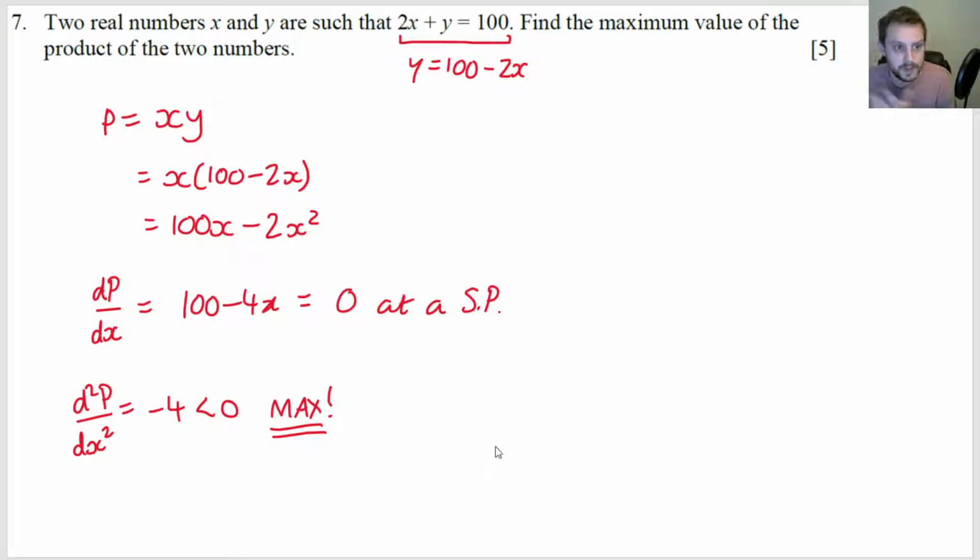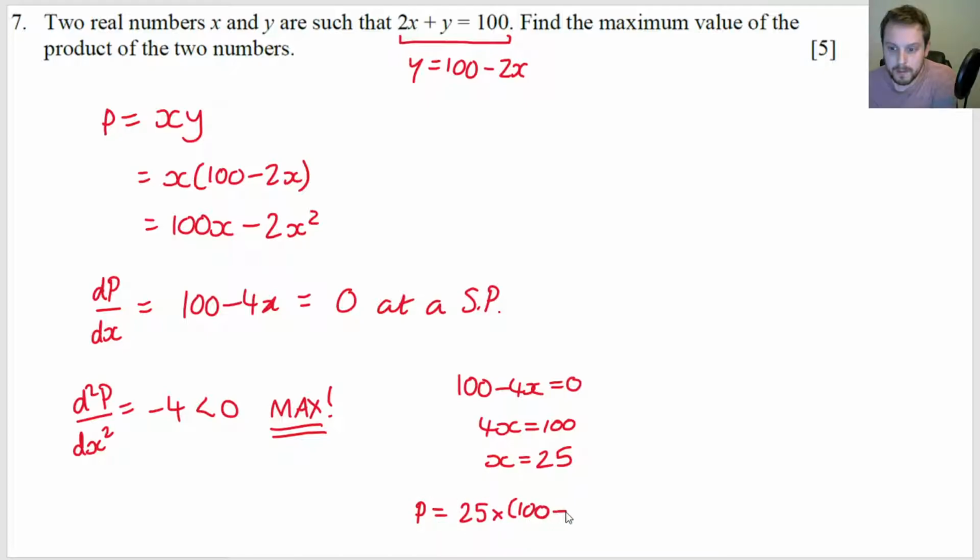So, great. In particular, at whatever x value solves this, the second derivative is negative 4, so it's a maximum there. Anyway, 100 minus 4x is 0 tells you that 4x is 100, tells you that x is 25, and it would be great to know what, of course, y is, and therefore what the product is. So the product is 25 lots of 100 minus 2 lots of 25. So I'm just substituting into this here, okay?